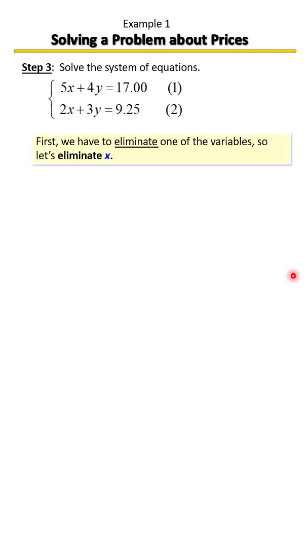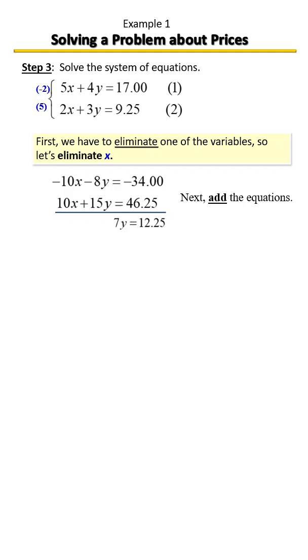To eliminate my x's, all I have to do is simply swap these 2 coefficients and make one of them negative. Next, I'm going to do the distributive property for both the top and the bottom. I have 2 new equations. Add the equations. That gives me 7y equals 12.25, divided by 7, and y equals 1.75.